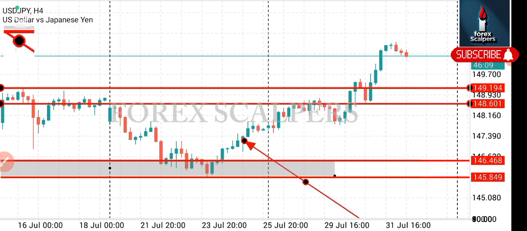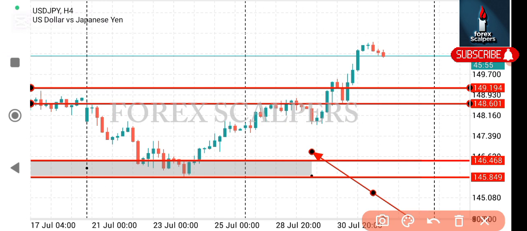However, we know that price is still very much bullish. So what is the next thing that happened? Price breaks out of this resistance zone. So it is important for you to know that whenever price approaches a resistance zone, it is a resistance zone. But when price breaks out of a resistance zone, it becomes a breakout.